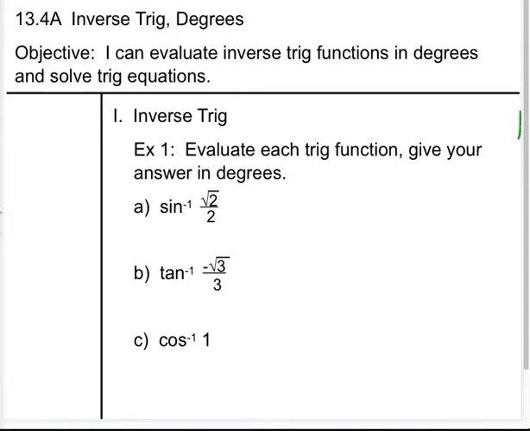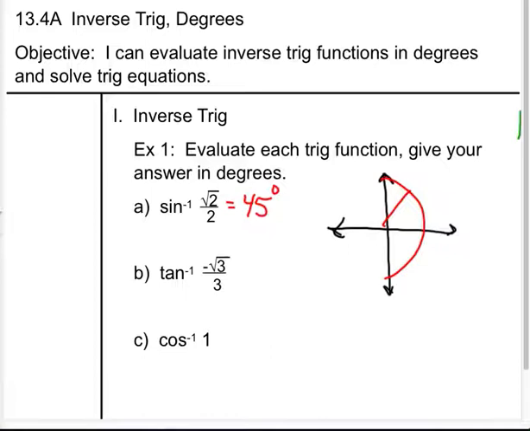So for this one, if you think about where on the unit circle does the sine equal the square root of 2 over 2, and we only look at the restricted domain for the sine function, which is -90 to +90. Well, since our input is positive, we know we're in the first quadrant, and we have memorized that 45 degrees is where the sine value is square root of 2 over 2.